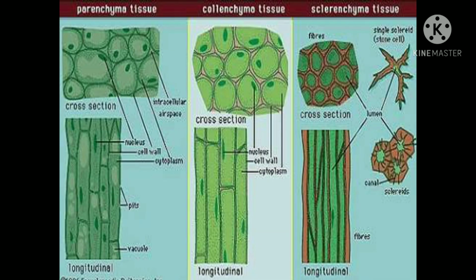Parenchyma and collenchyma are living cells, sclerenchyma are dead cells. As you can see in the image also, parenchyma and collenchyma have a nucleus, whereas sclerenchyma doesn't have a nucleus. That means it's dead already. And the reason we will discuss.